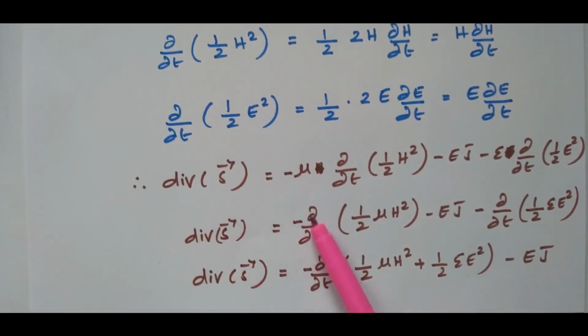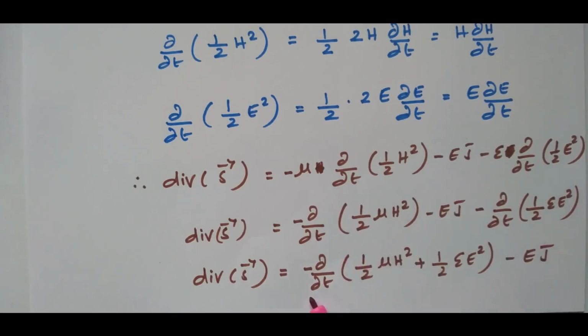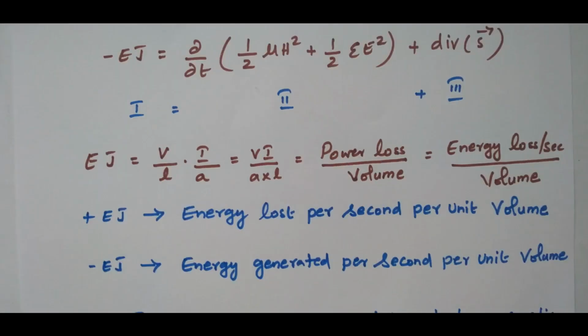Divergence of S equal to minus ∂/∂t. This μ is brought inside: 1/2 μH² minus E·J. This ε is brought inside: ∂/∂t of 1/2 εE². Right? So this ∂/∂t is available in both terms, so it is taken as common: minus ∂/∂t of (1/2 μH² plus 1/2 εE²) minus E·J. So this minus ∂/∂t is taken outside. Right? Now we'll go for the further simplification.